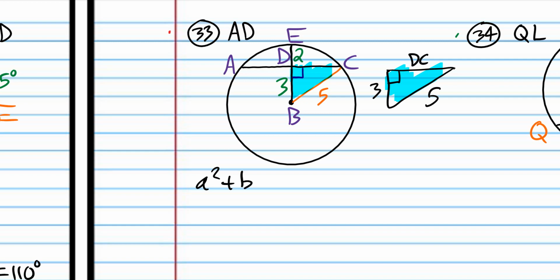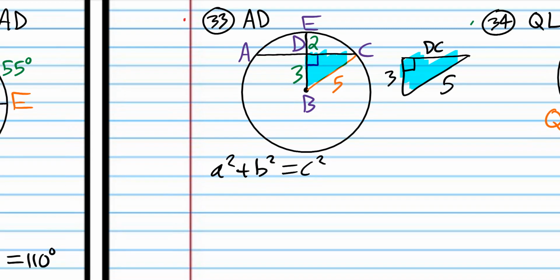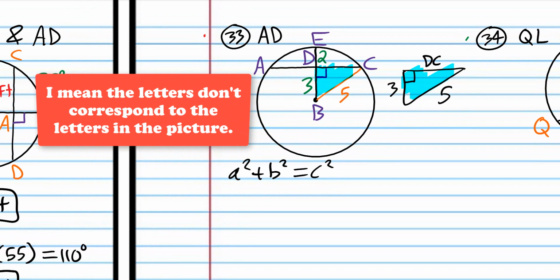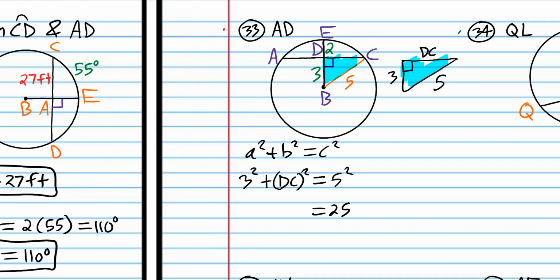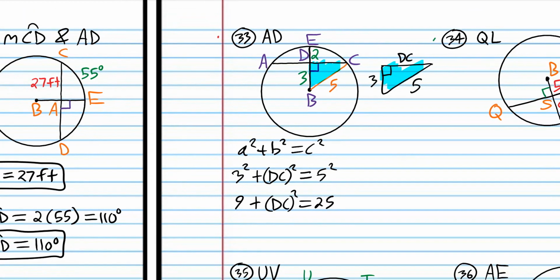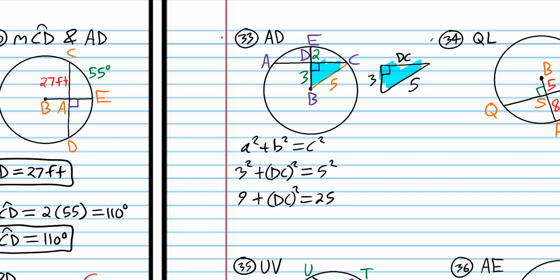You're used to seeing a squared plus b squared equals c squared, even though those numbers don't correspond. So for b, I'm just going to write DC, and the hypotenuse is 5, and for a, I'm going to write 3. Remember, the most important thing is to understand which numbers are legs of the right triangle, which number is the hypotenuse. So now I'm going to subtract 9 from both sides, and I get 16.